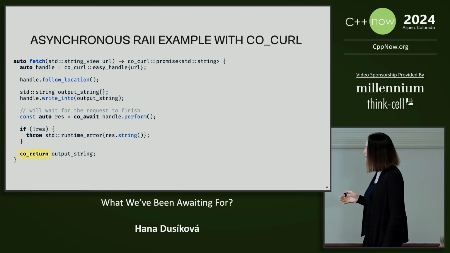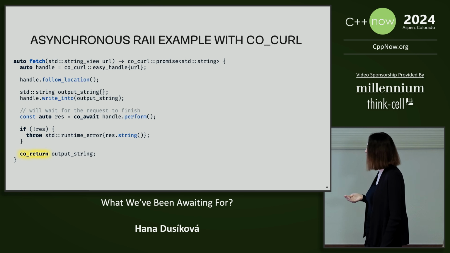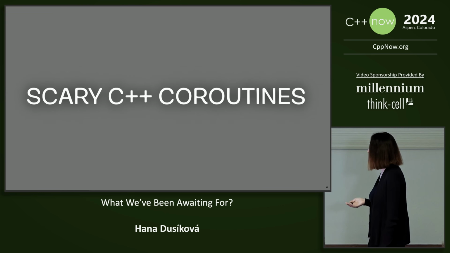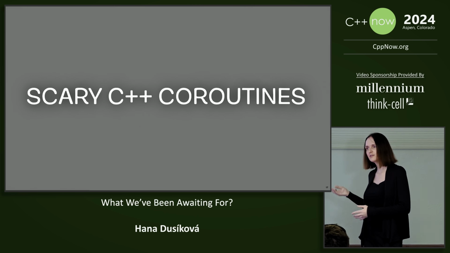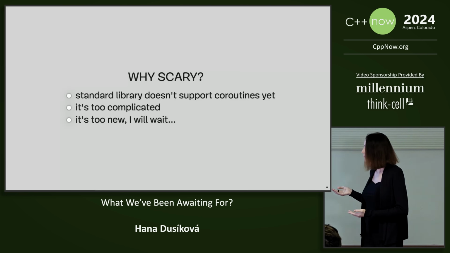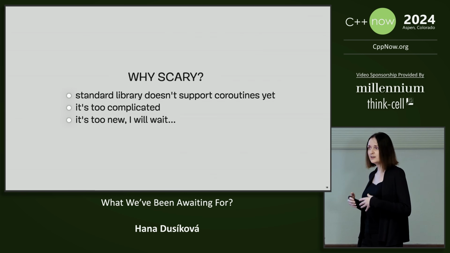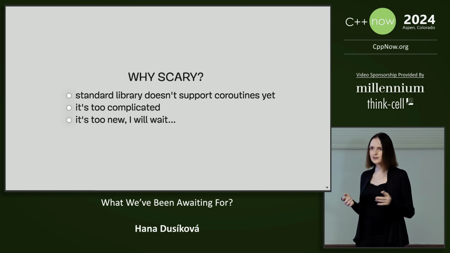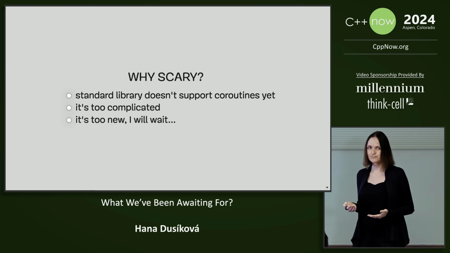I have an opinion about it. Who hates co_return? Yeah. But at least you have something. But people don't use coroutines much. Every time they tell me some reason, maybe it's that we don't have standard library support yet. It's too complicated because there are so many customization points, and it's too new. C++20 was released in Prague 4 years ago. But still, people are not using it enough.